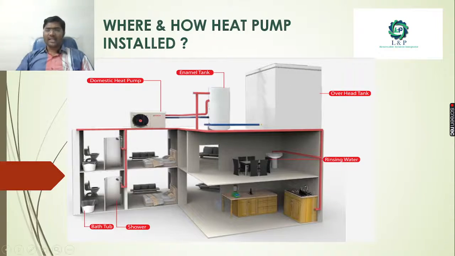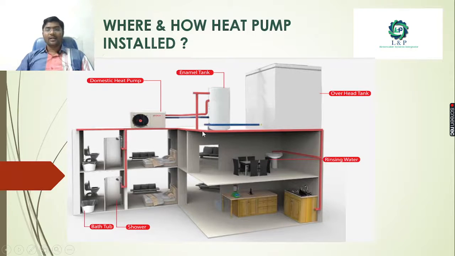How is it installed? See here, this is the overhead tank. We have this storage tank, an enamel tank inside which we store the cold water from here, and we take the hot water from this tank only. And this is the entire heat pump system, inside which we have a fan, evaporator, condenser, circulation pump, and heat exchanger. Everything is present inside this pump.